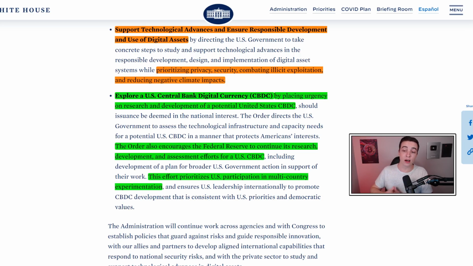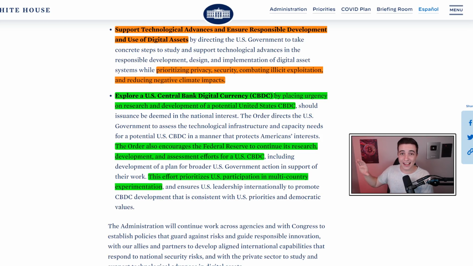This executive order also encourages the Federal Reserve to continue its research, development, and assessment efforts for a United States central bank digital currency. This effort prioritizes US participation in multi-country experimentation and ensures US leadership internationally to promote central bank digital currency development.